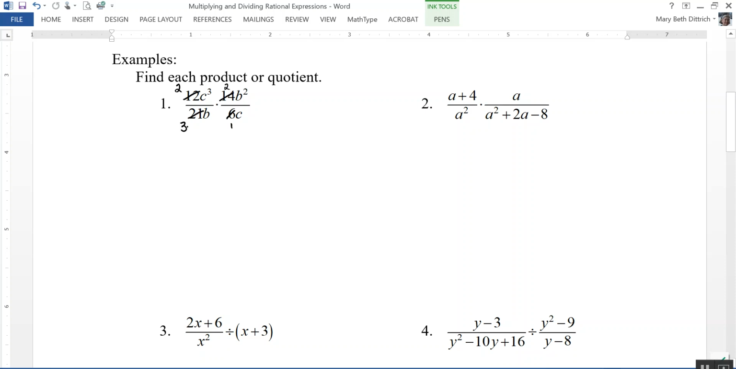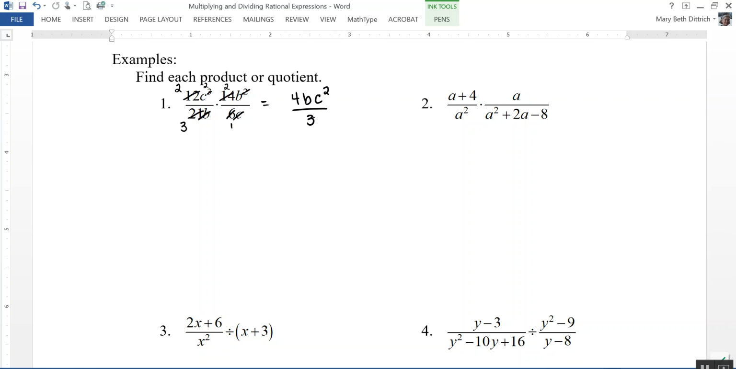And now just looking at my coefficients on top, I have a 2 times 2 and a 3, and nothing else is cancelable there. Let's look at our b's. I basically have a b squared over a b, so that will leave me with the 1b on top. C to the third on the top and a c on the bottom will leave me with a c squared on the top. So what do I have on the top of my fraction? I have 2 times 2, which is 4, and then I have a b c squared over 3.